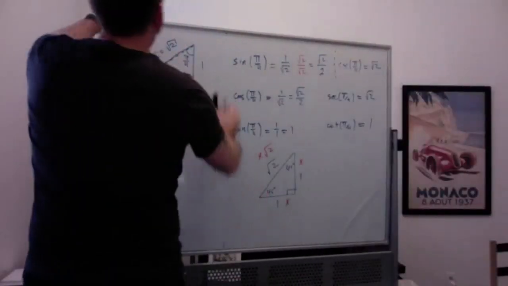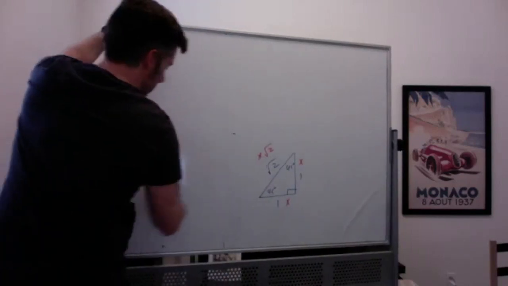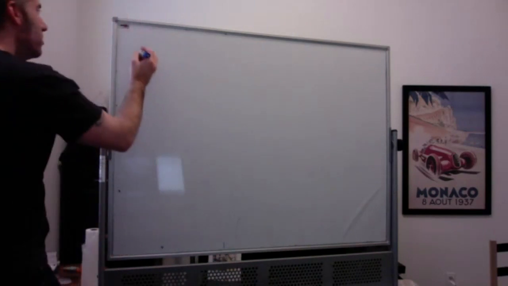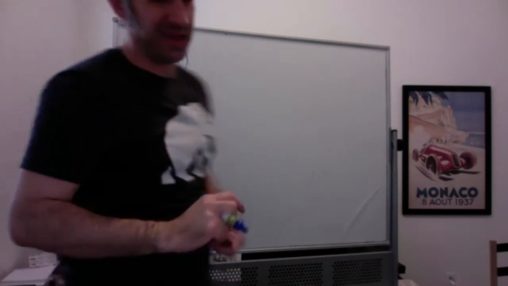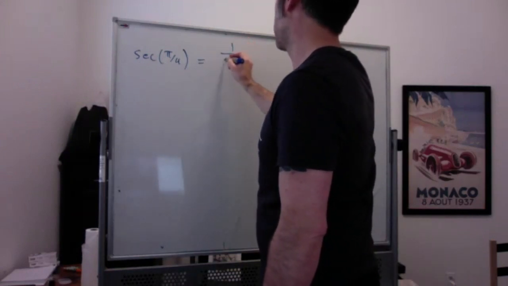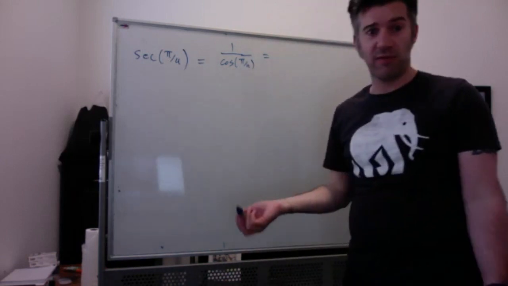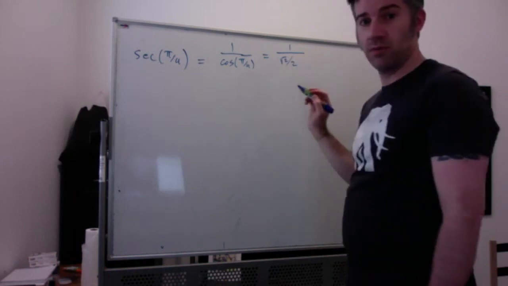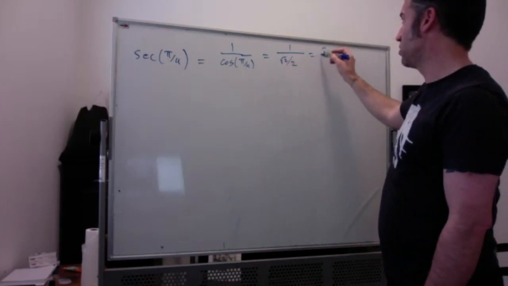So lastly, how do we find these? If someone asked me just out of the blue, what's secant of pi over 4? Well, I would say secant is the reciprocal of cosine. So it's 1 over cosine of pi over 4. And then I know that cosine of pi over 4 is root 2 over 2. So this is 1 over root 2 over 2. But then when you divide by a fraction, you flip and multiply. This is really 2 over root 2.